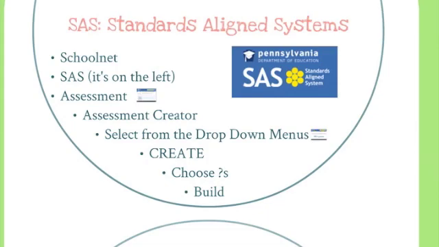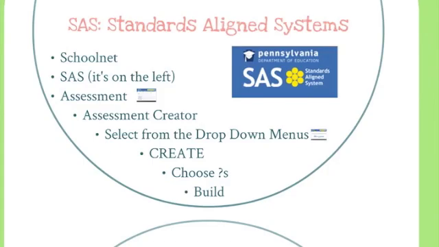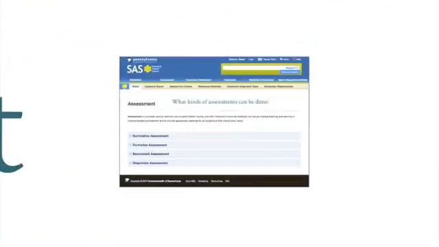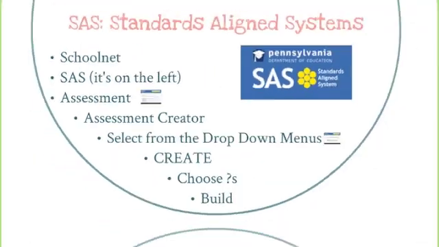We're going to click Assessment, Assessment Creator, select from the drop-down menus, Create, choose Questions, and Build. Let's look at these steps individually. Once you get into SAS, you click Assessments. This will tell you the 4 different types of assessments that are available using this program. From that same screen, you'll see where it says Assessment Creator. Across the top, About, Keystone, Assessment Creator.